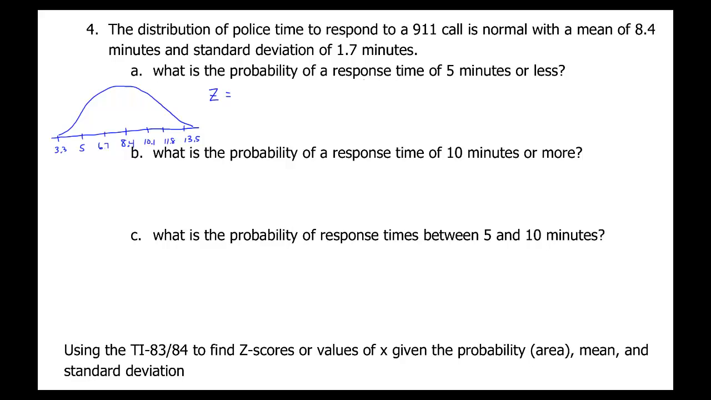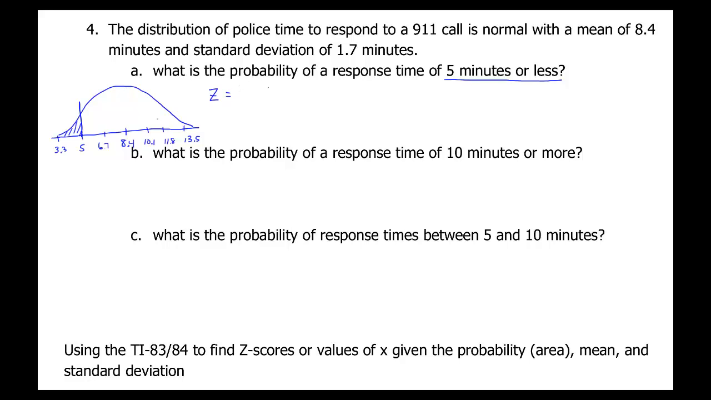So we want a response time of 5 minutes or less. So let's find 5 minutes on our distribution here. There's 5 minutes. 5 minutes or less, we want the area to the left. But we can't look up 5 in the table because that's not the standard z-score. So we need to calculate the z-score first before we can look anything up.